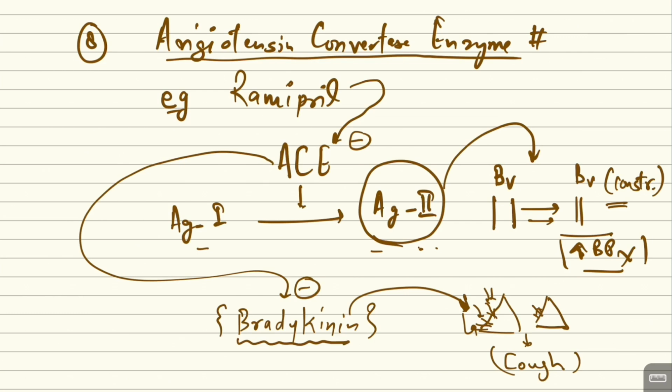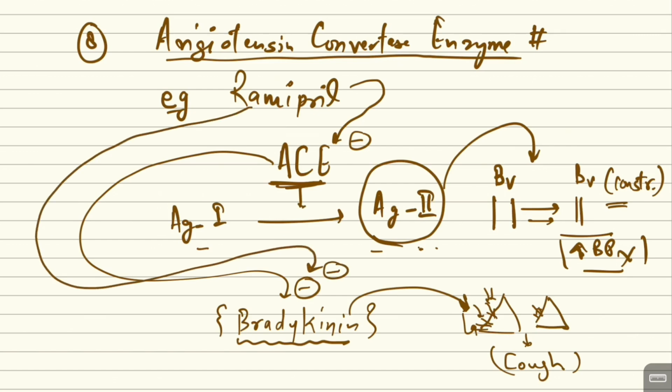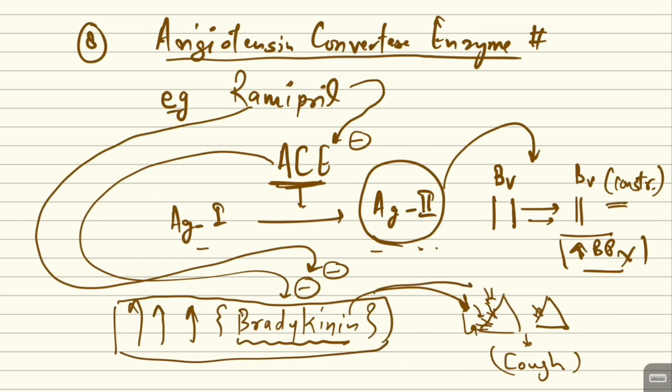So as we give these angiotensin converting enzyme inhibitors like ramipril, it will not be able to degrade this bradykinin, and as a result there is production of a lot of bradykinin, and this lot of bradykinin then works on our nerve endings in the respiratory passages, and that will cause cough. So in this way, these drugs like ramipril will cause cough.